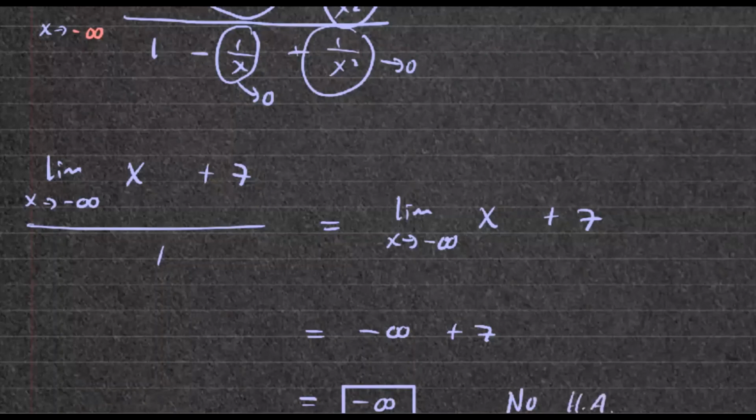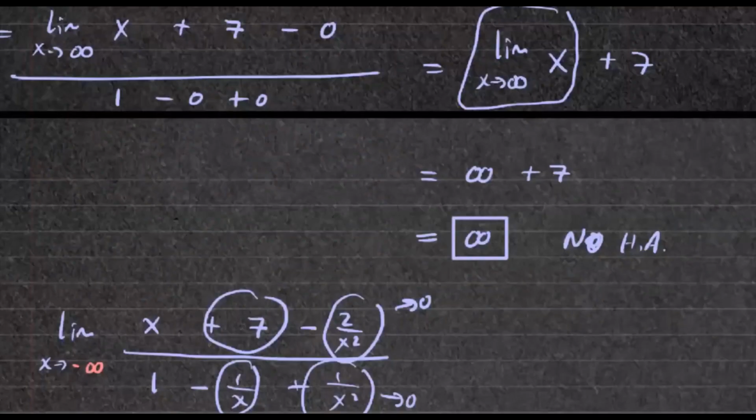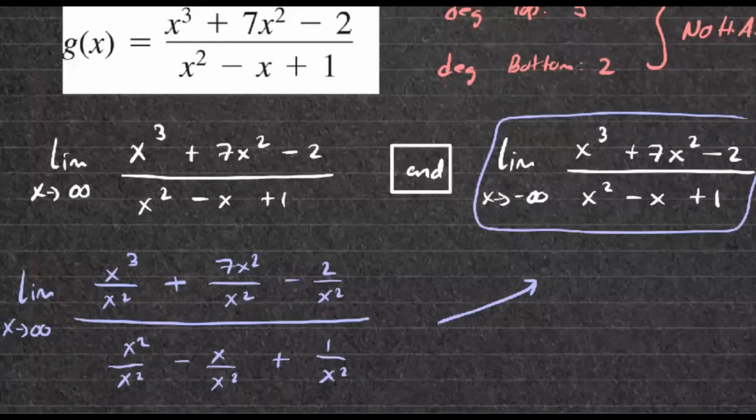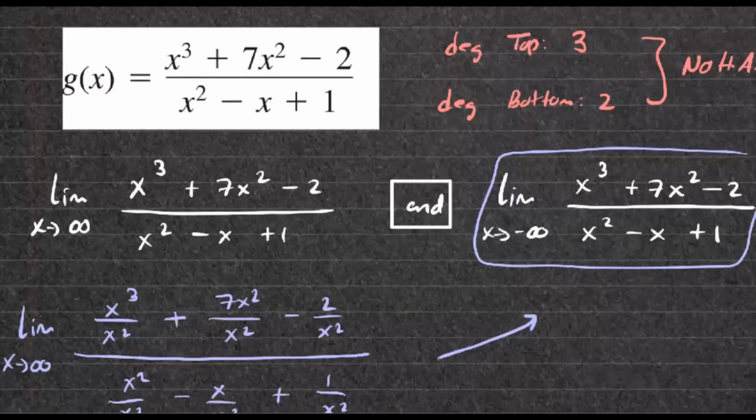So that's what we concluded earlier. If the degree of the top is greater than the bottom, when you take the limit approaching plus or minus infinity, you'll get either infinity or negative infinity, which means there's no horizontal asymptote.